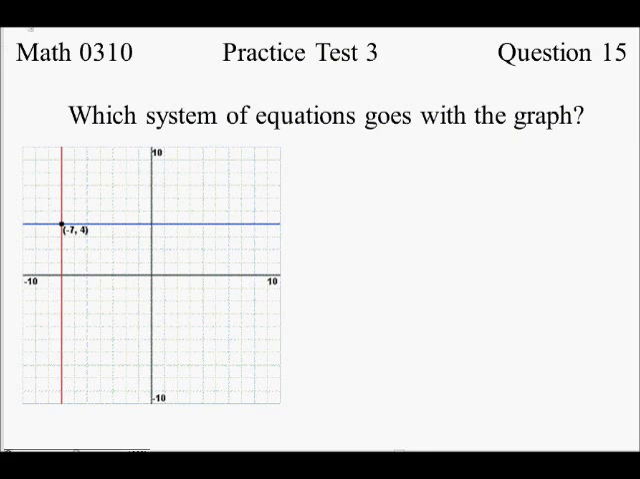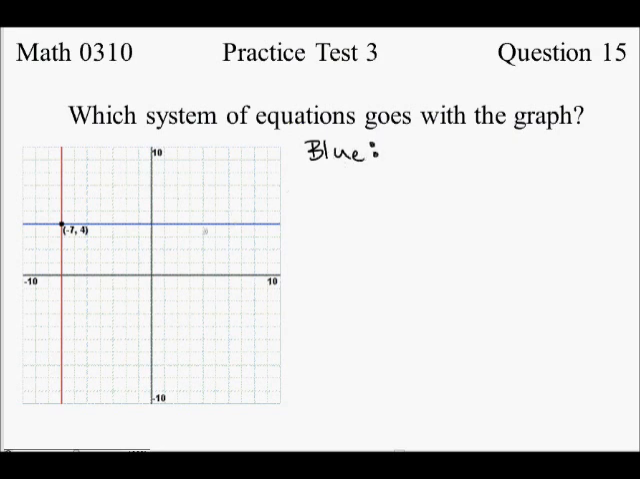Question 15 says, which system of equations goes with the graph? And so we want to look at our options and our equations for each line. So we have a blue line again, and we have a red line here. So let's look at the equation for the blue line.